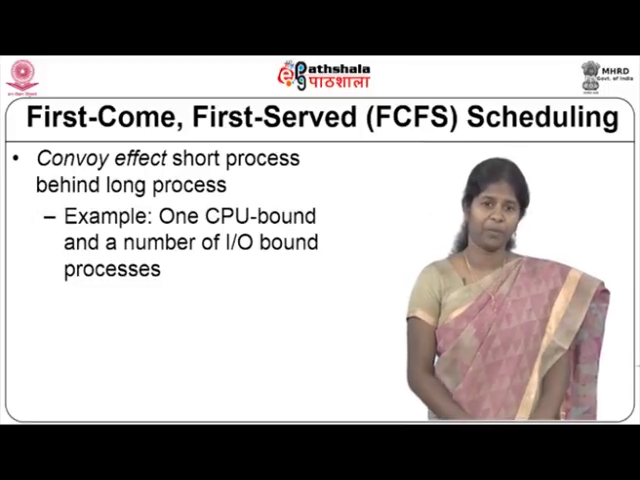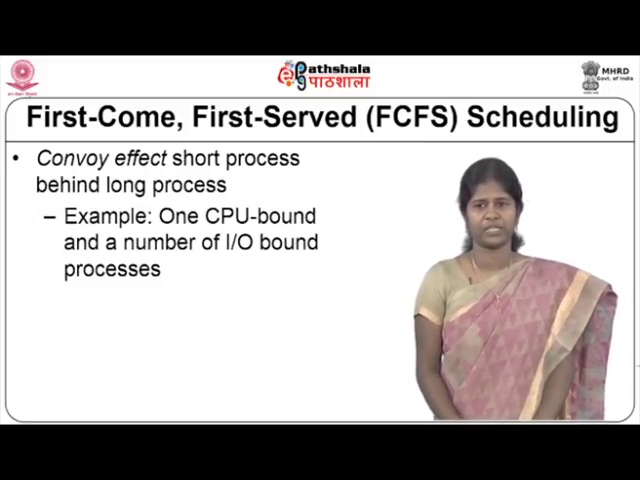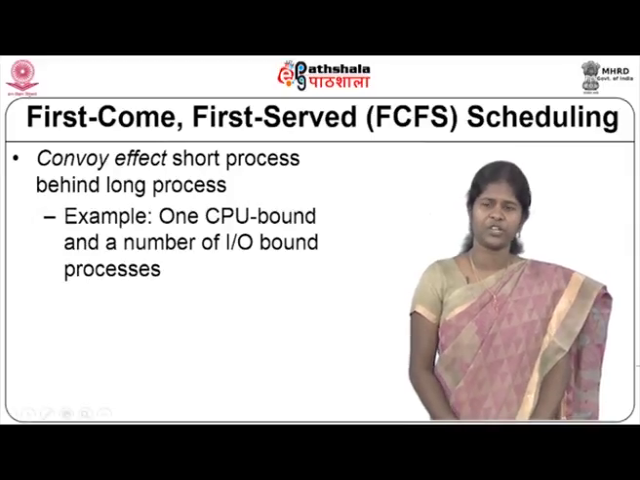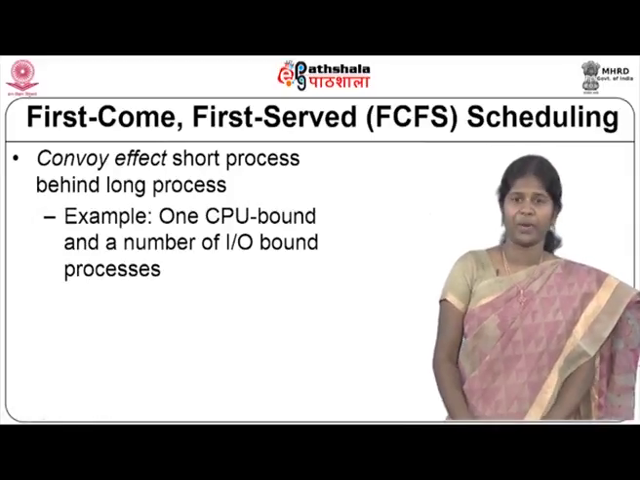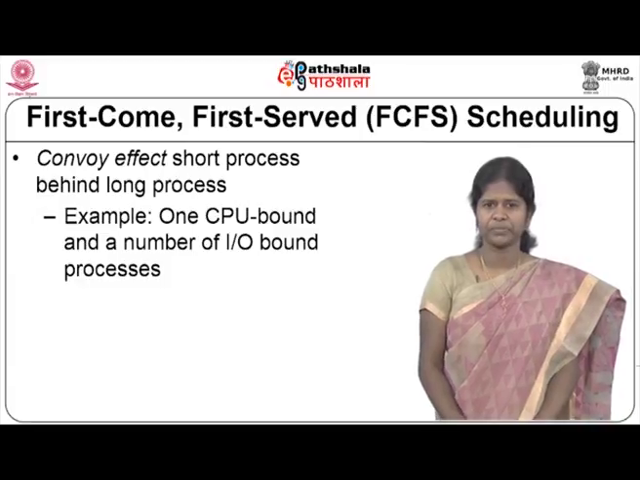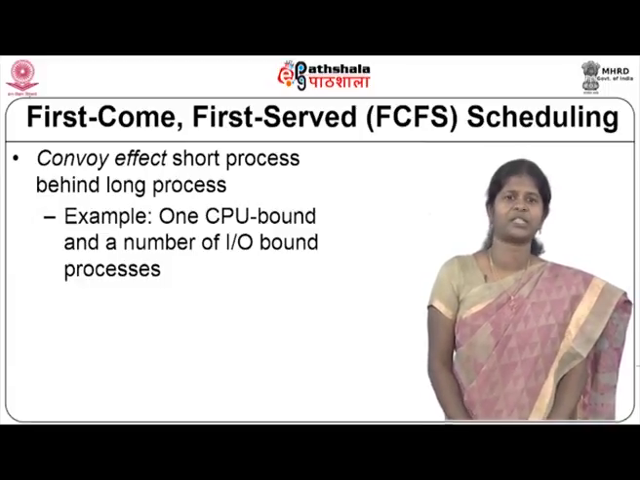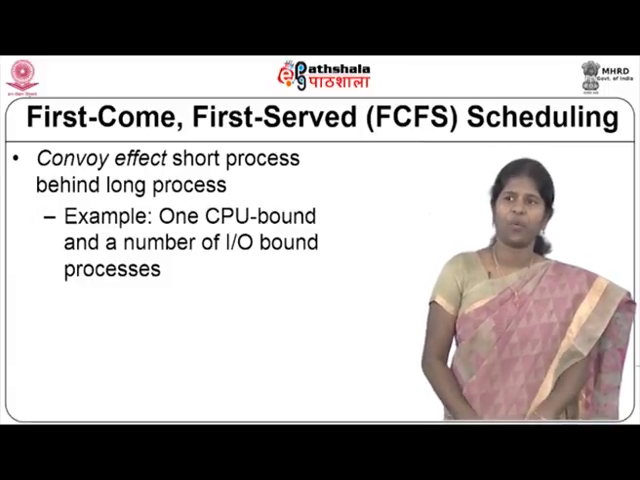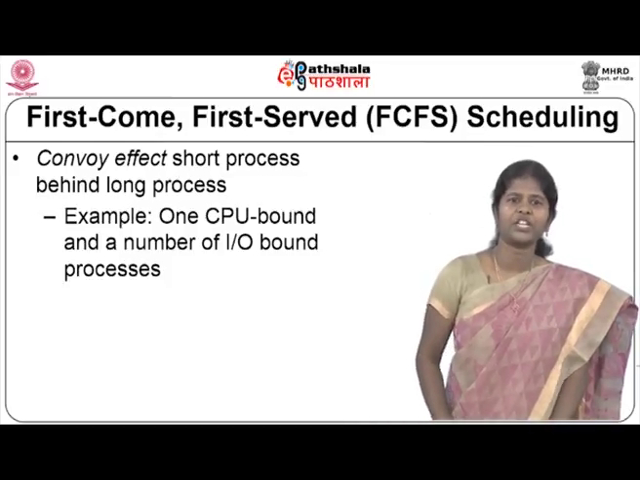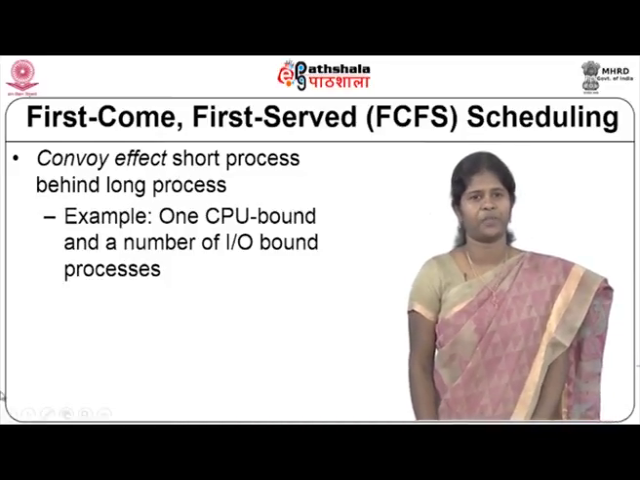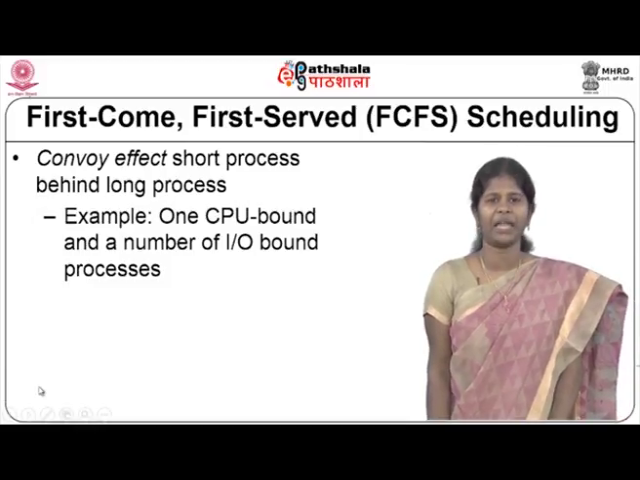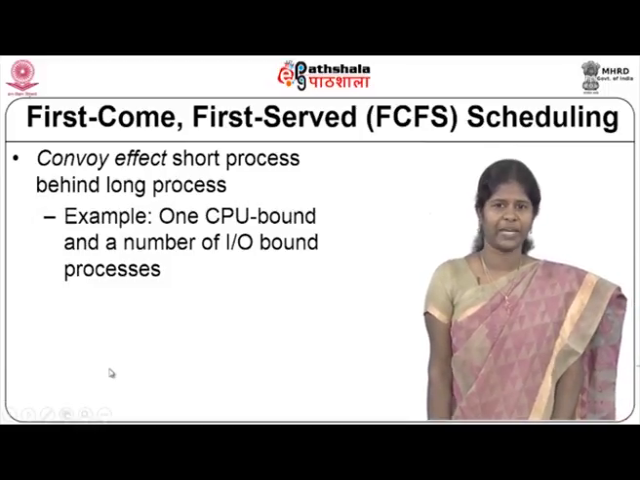And when the CPU bound process again comes back for CPU execution, the IO bound processes will finish IO and come back, and again the IO devices will not be utilized. So here we find that there is a convoy effect, that is, one long process making other short processes wait behind it. This is one effect that is prevalent in the first come first served scheduling algorithm.